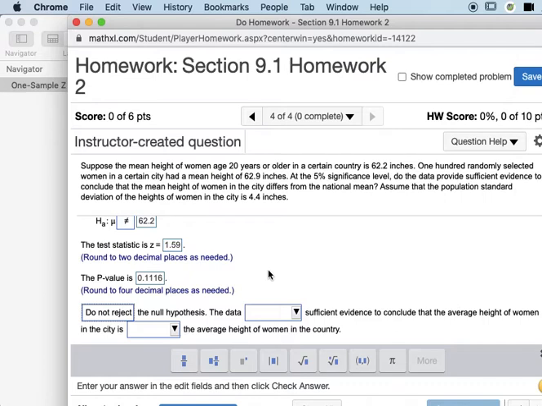And since we are not rejecting the null hypothesis, this means that we do not have evidence to conclude that the average height of women in the city is different from the average height of women in the country.